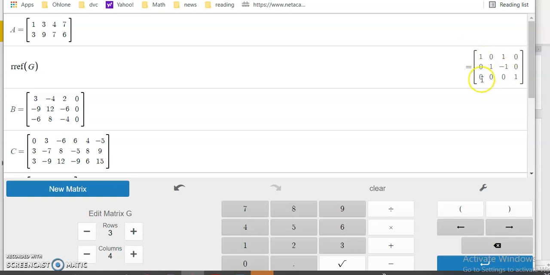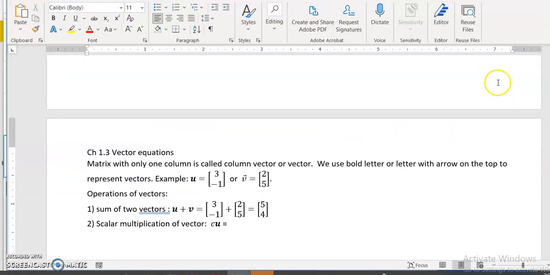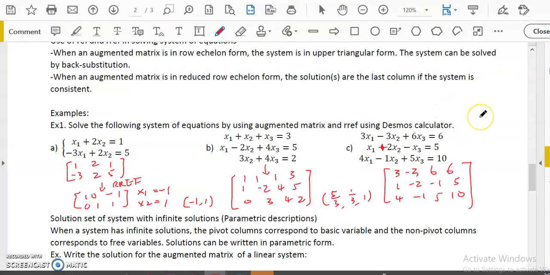But in this one I don't have a pivot column in x3. X3 never shows up. The pivot column is only 1 and 2, so there's no mention of x3, which is not good. And I can also see that there is a row where 0 equals 1, which is a contradiction, right?